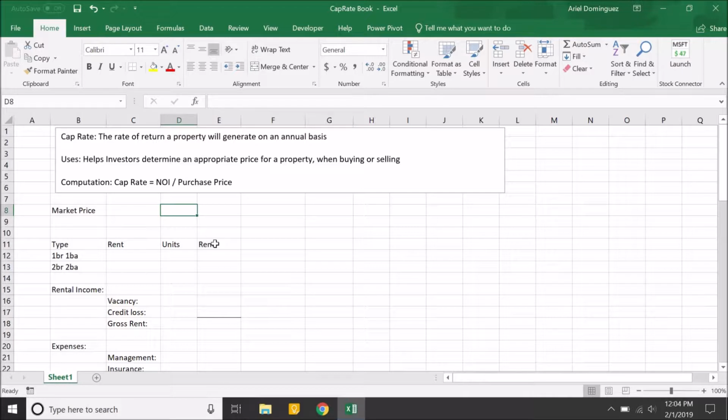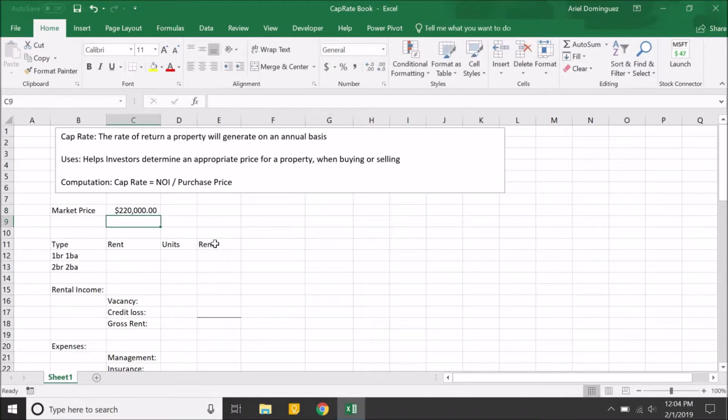And the computation is fairly simple. It's just taking the net operating income and dividing it by the purchase price. And we'll go over an example right now to illustrate how that formula works and how you get to the capitalization rate.